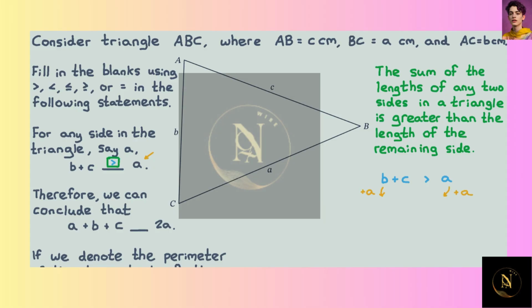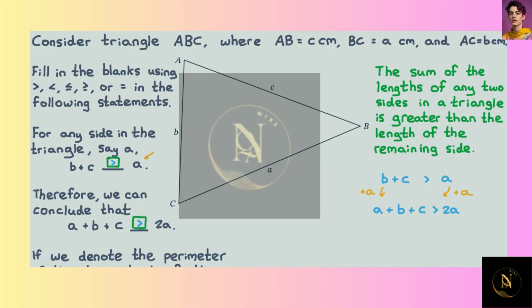We know that B plus C is greater than A, so we can add A to both sides of the inequality to obtain another inequality. This gives us that A plus B plus C is greater than 2A. Hence, the answer is greater than.